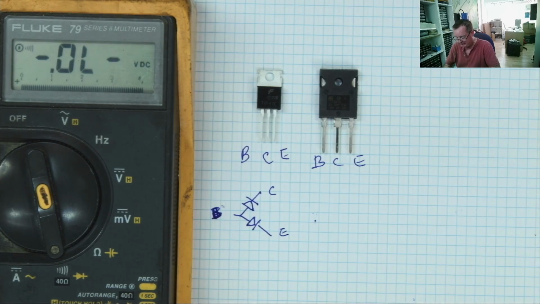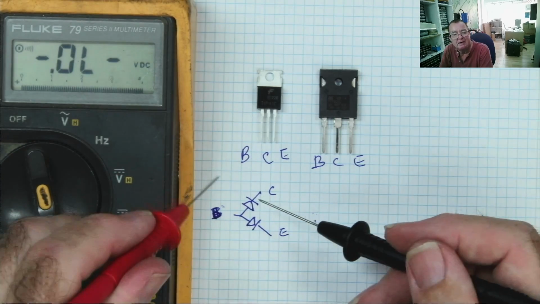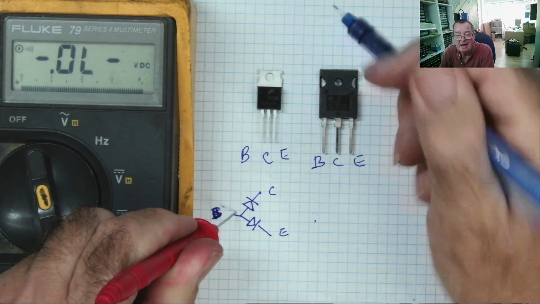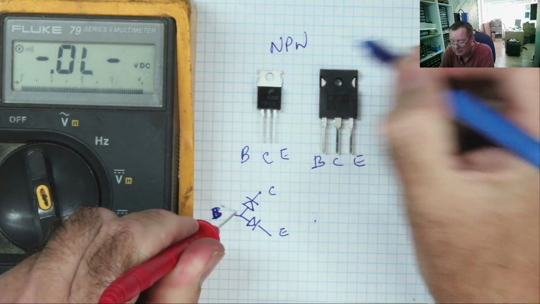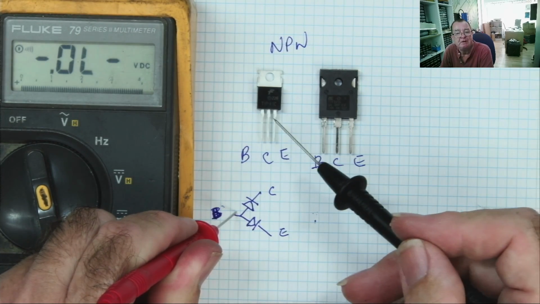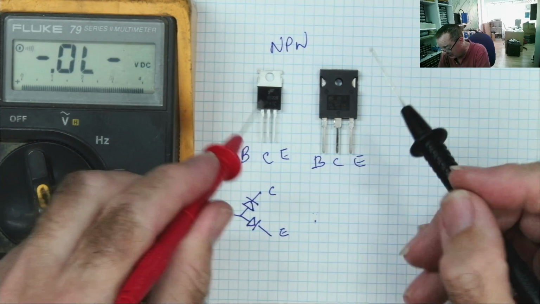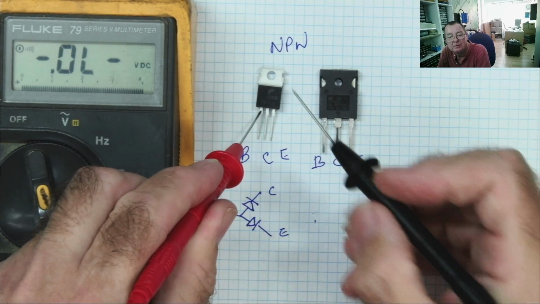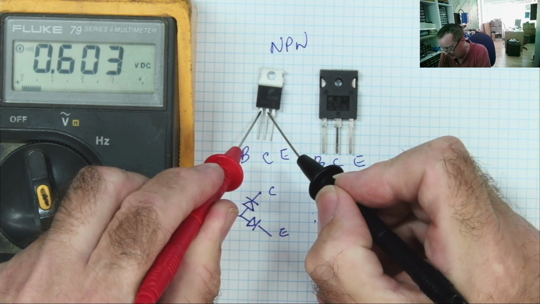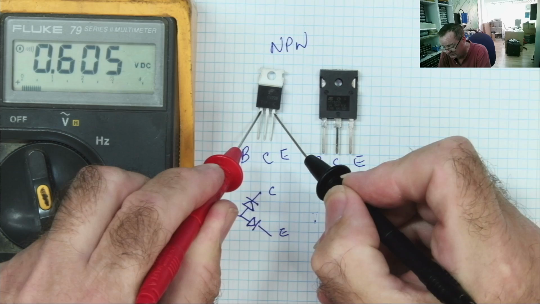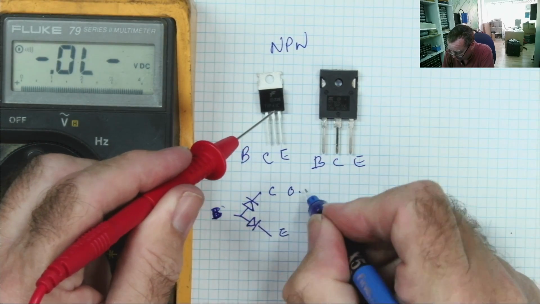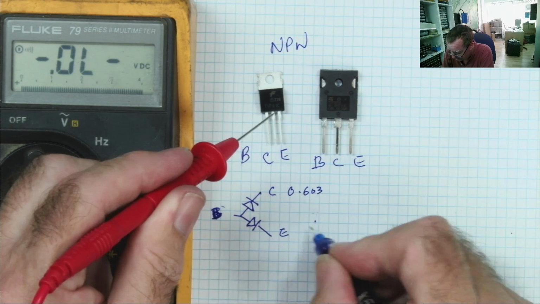Let's measure it. If it's going to read like two diodes and we put the red lead, positive, on the base of an NPN, I'll make you note this is NPN, then we should see a diode junction to both the other legs. These two should read open. So let's try it. Positive on the base, collector reads 0.603, emitter 0.605.